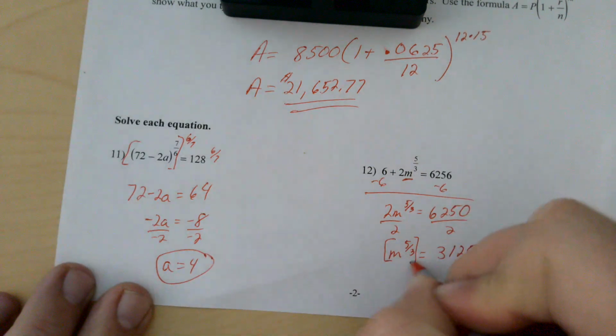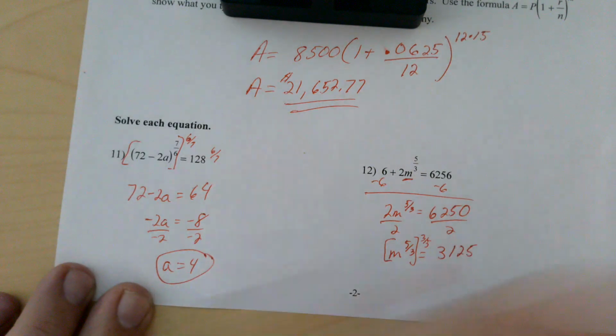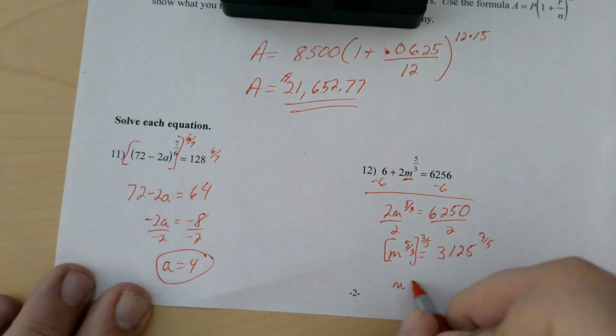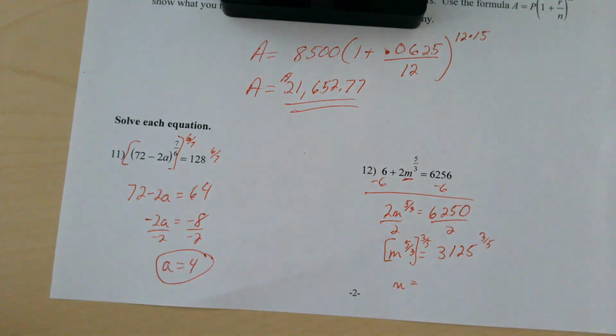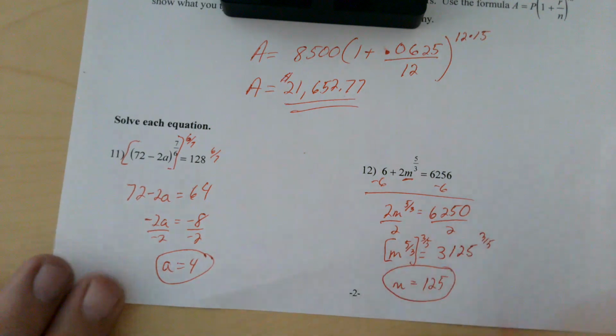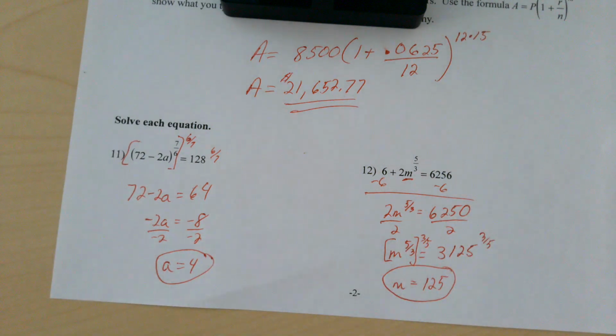We raise to its reciprocal. Okay. We don't divide by it. We raise to the 3/5. And I'll ask the calculator what 3,125 raised to the 3/5 is. And it's going to tell me 125. And that's my answer. Okay.